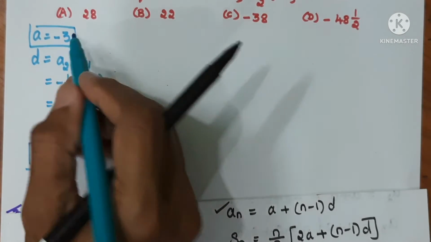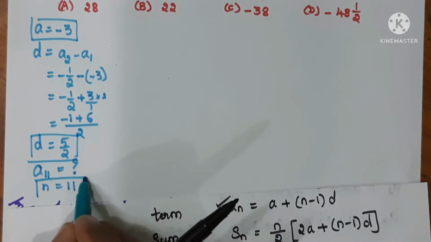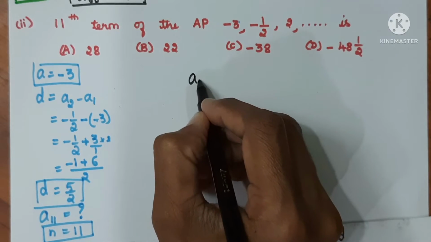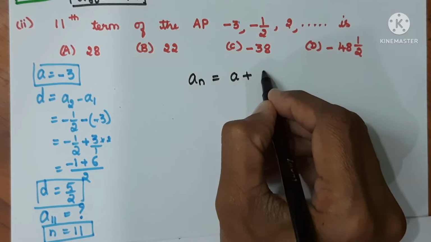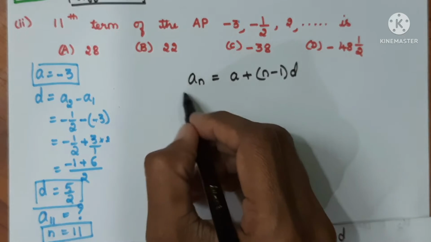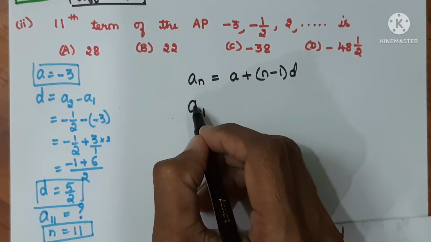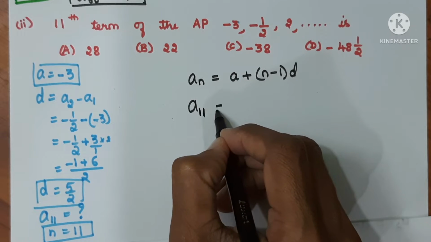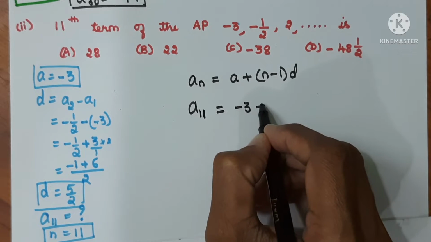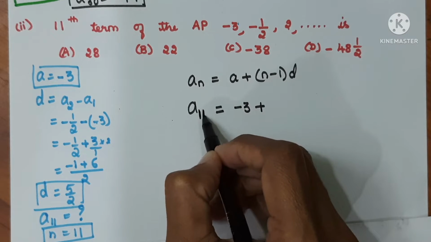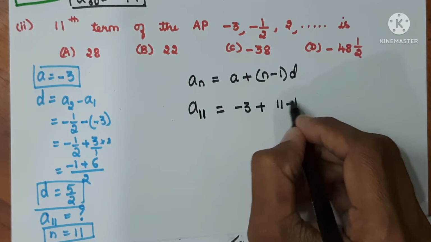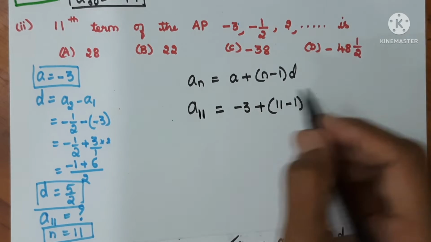A value is minus 3, D value is 5 by 2 and n value is 11. Now here also we are using the term formula, that is An equal to A plus n minus 1 into D, and since we have to find out the 11th term, instead of An let us write A11. 11th term is written as A11 equal to A, the first term of the given AP, is minus 3, plus n minus 1 into common difference. Since it is the 11th term, the value of n will be equal to 11, 11 minus 1 into common difference is 5 by 2.